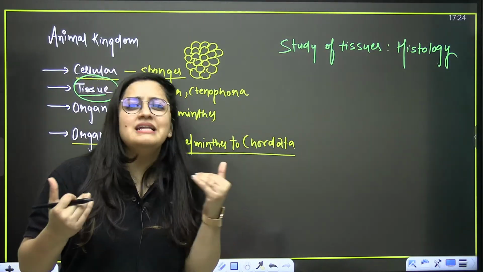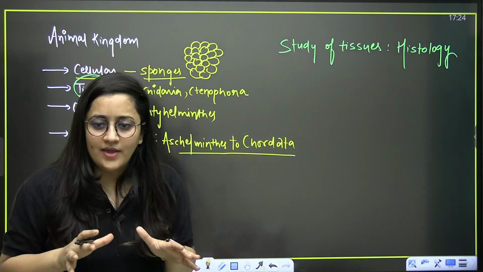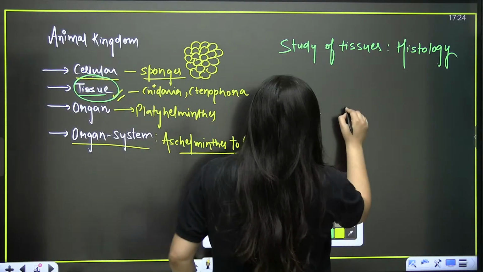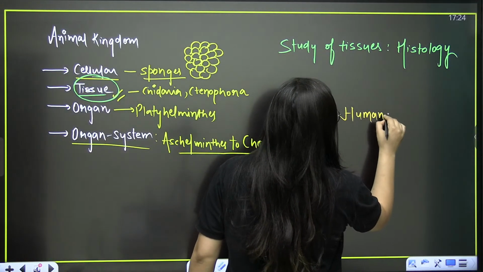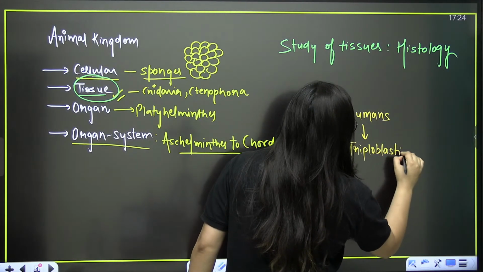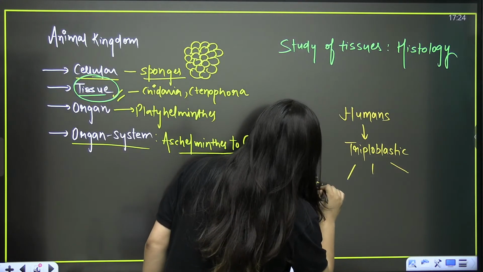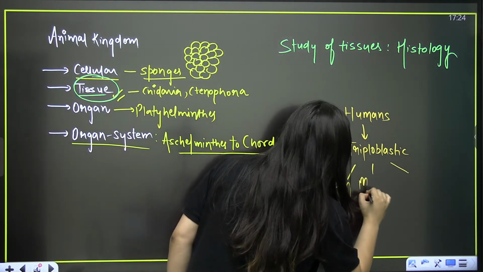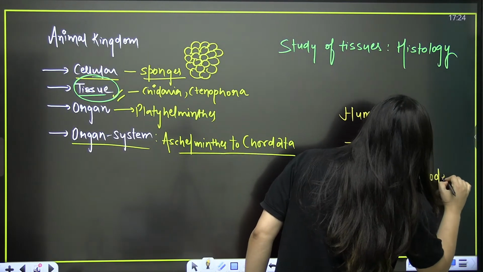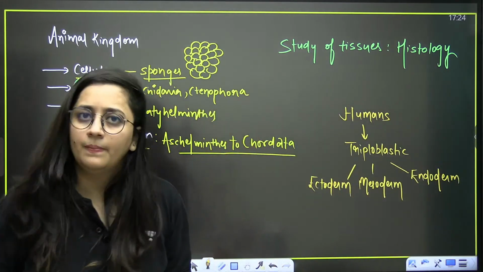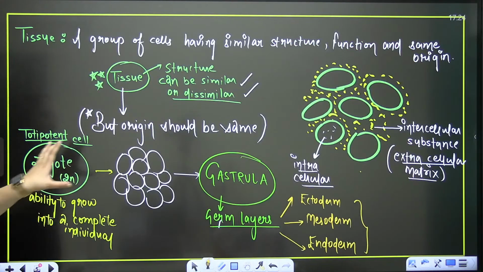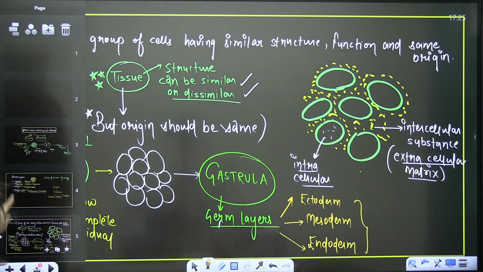In this chapter, mainly you are going to talk about the humans. Done, bache? So we humans are triploblastic, right? Three germ layers are there. Being triploblastic, we have ectoderm, the outermost layer, mesoderm, the middle layer, and endoderm, the innermost layer, and all of them will form the tissue. Clear, bache? They are going to form the different types of tissues. I hope up to this part it is all clear.